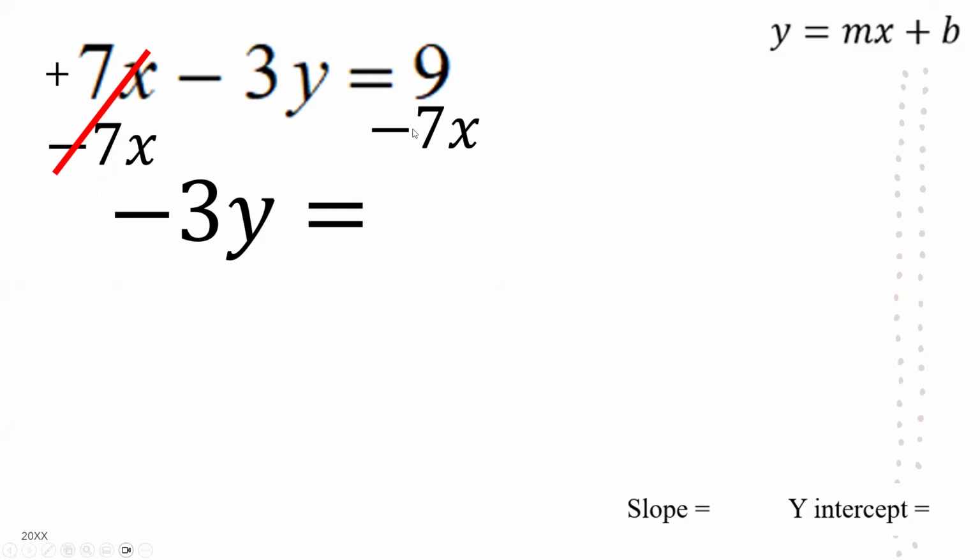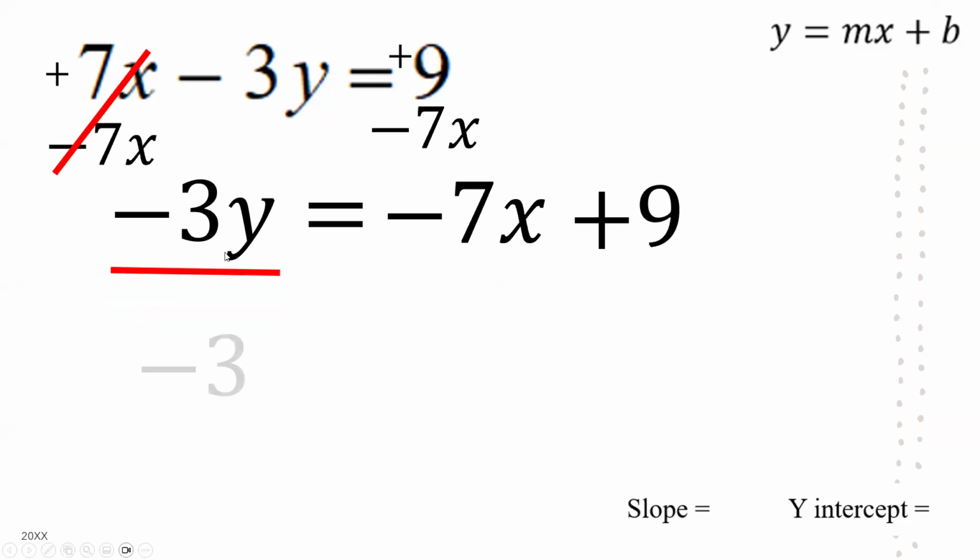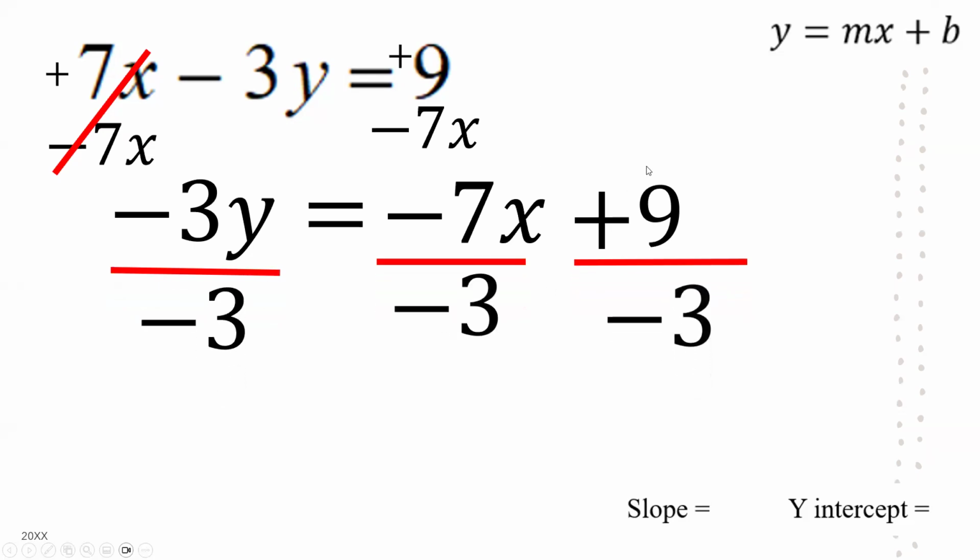The next move, again, we just shift on the right side. So we got negative 7x goes first. This 9, which is definitely a positive 9, goes next. All right, now to get rid of multiplying by negative 3, you are going to divide every single piece by negative 3. Okay, on the left, that eliminates, leaving me with just y.